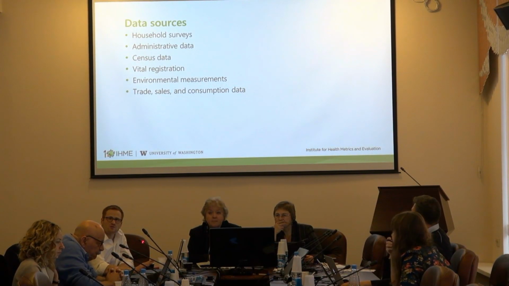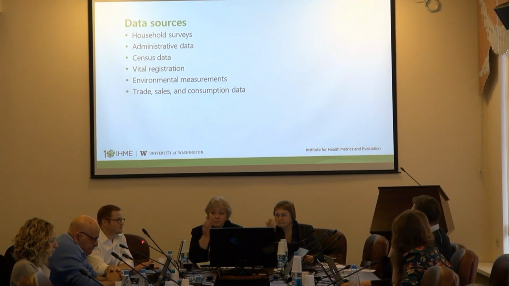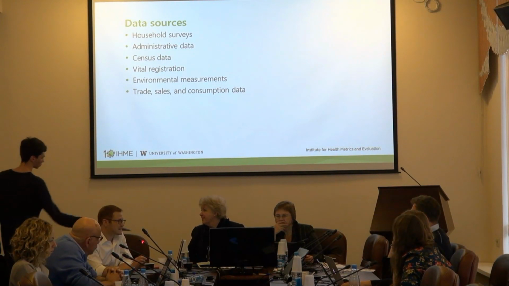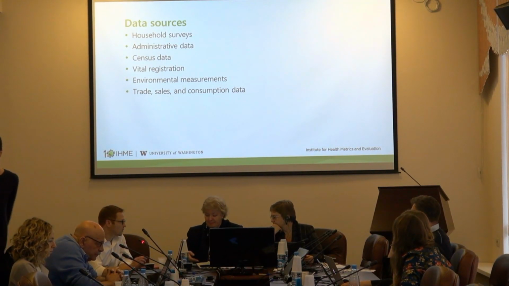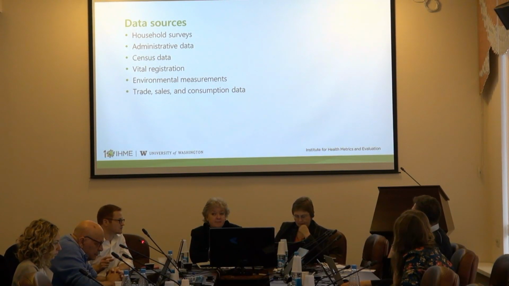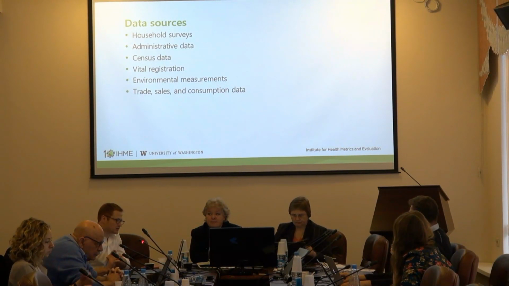We use quite a few sources. We use household surveys for a lot of these things. Things like DHS surveys are incredibly useful. Administrative data are used, things like sales data, for example, for food and alcohol. Census data, vital registration data for things like mesothelioma, where it gives us good information about asbestos exposure. Environmental measurements, so this could be air pollution measurements, for example. And then we use trade, sales, and consumption data for things related to diet, alcohol, and smoking.